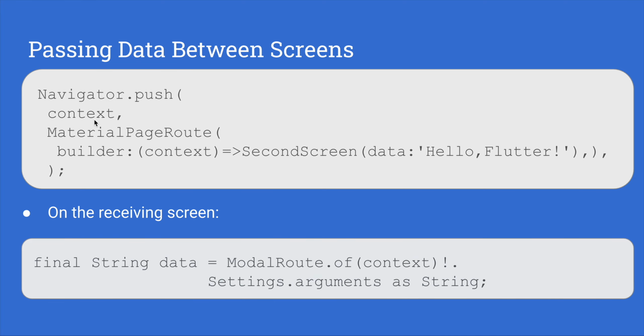Passing data between screens. We use navigator.push with context and MaterialPageRoute with a builder, and in the second screen we add the data to move to the second screen. Here we are passing "Hello Flutter", and to receive it in the second screen, we use final String data = ModalRoute.of(context).settings.arguments as String. Here we add a string, so we cast it as a String.